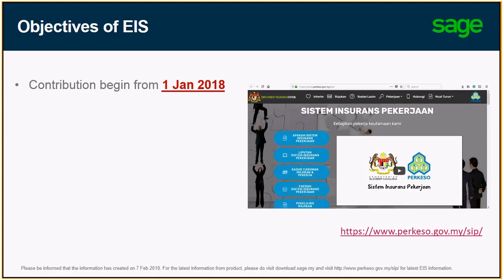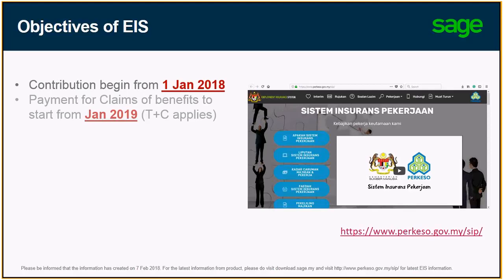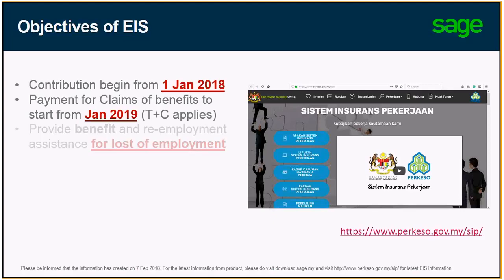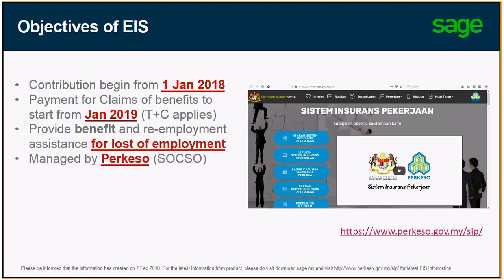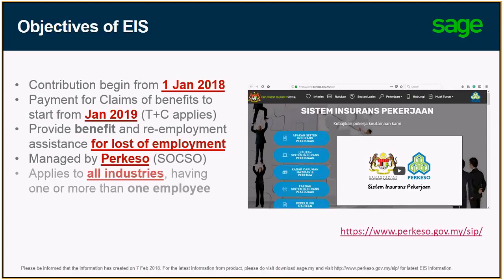The objective of EIS: the contribution begins on the 1st of January 2018, and the payment of claims of benefit is to start only a year later, which is January 2019. The intention is to provide benefit and re-employment assistance for the loss of employment. And it is currently managed by PERKESO or SOCSO.